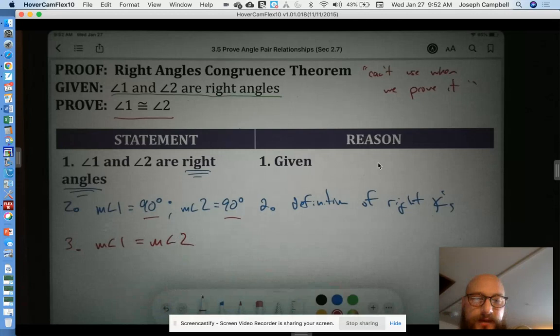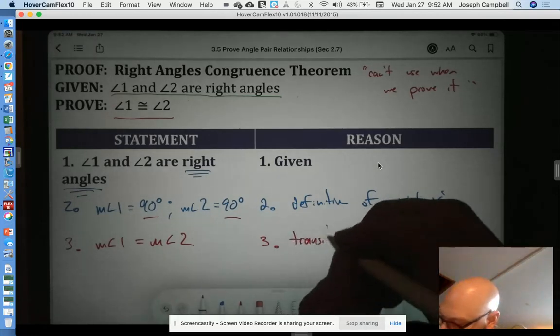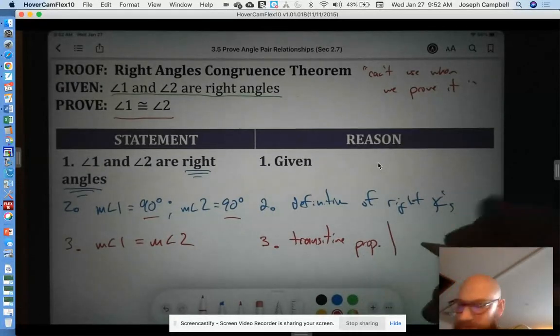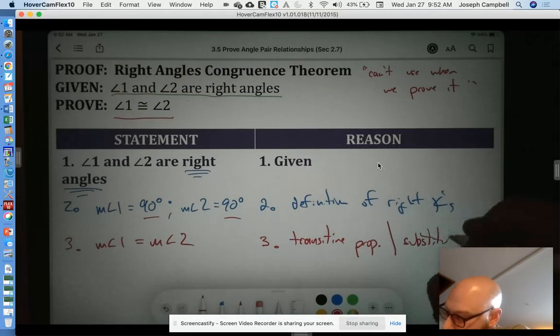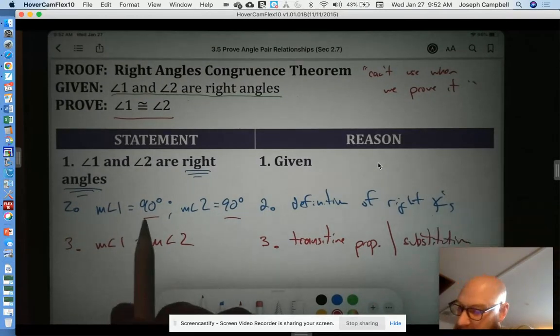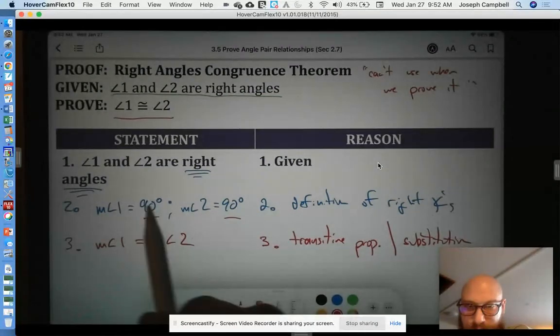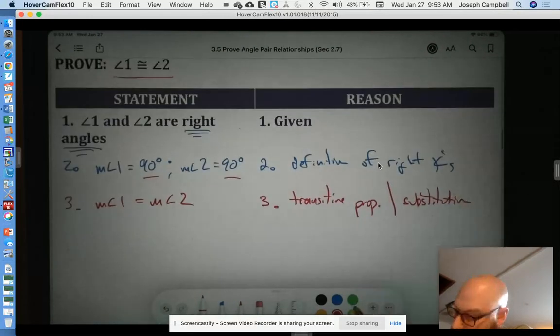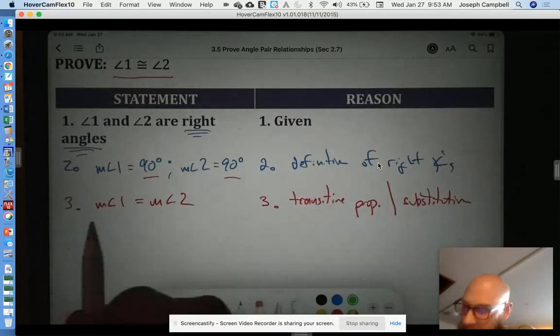This leads me here. What property did I use to get there? Pause and try and answer for yourself. If you don't know, put this in your vocabulary list of proof reasons. It's the transitive property. You may also want to think of this as perhaps substitution. That would be acceptable because all I'm doing here is replacing 90 with what 90 is equal to, which is angle 2.